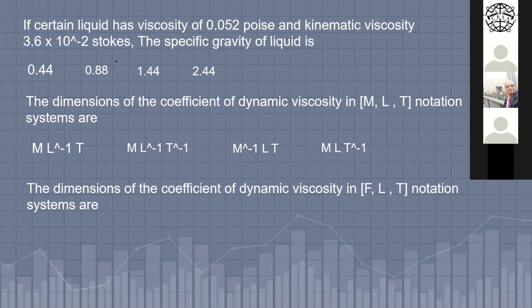So Newton in the FLT system, Newton is F. Newton second is Ft by L square. So that's why, if you know the units, it is Ft by L square. So the first option is the answer.